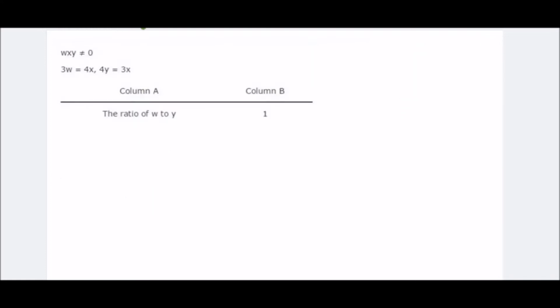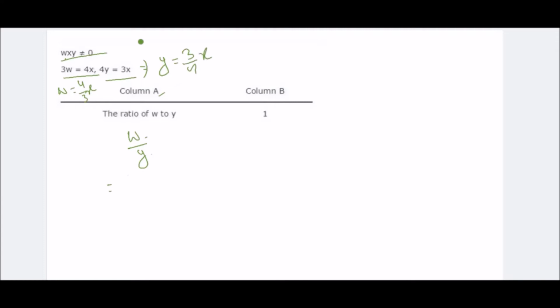Here is our next question. Given condition WXY is not equal to 0. 3W is equal to 4X and 4Y is equal to 3X. For column A, we have to find out the ratio of W by Y. Make the denominator and numerator both same so that we can find out the ratio of it easily. So from above equation, here we will get W is equal to 4 by 3X. And from this we will get Y is equal to 3 by 4X.